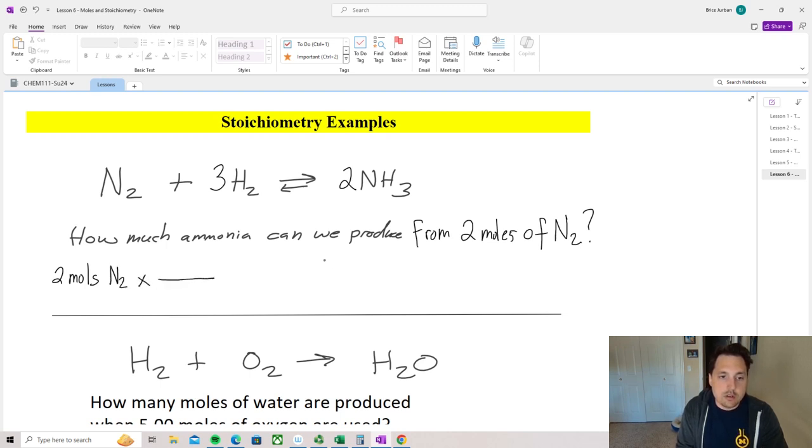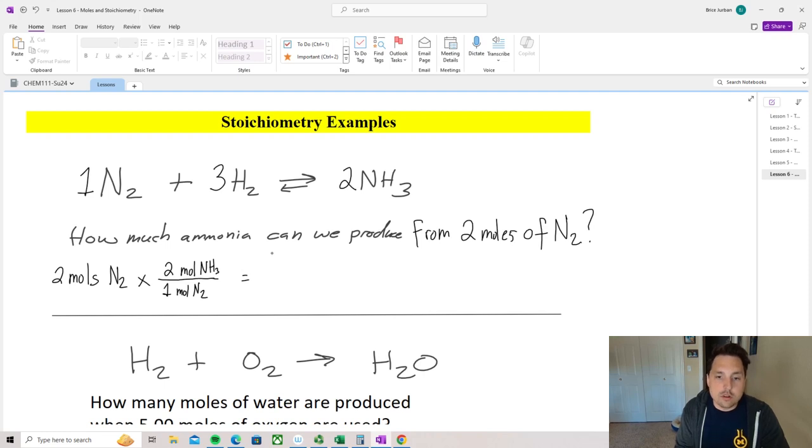And I'm going to use the balanced equation here to help us figure out how many moles of ammonia can be produced. So all we need to do is look at the coefficients, and I'm going to add a 1 here just so we can see where this comes from. Well, there's 1 mole of N2, and for every 1 mole of N2, we can produce up to 2 moles of NH3. All right, and that's pretty useful.